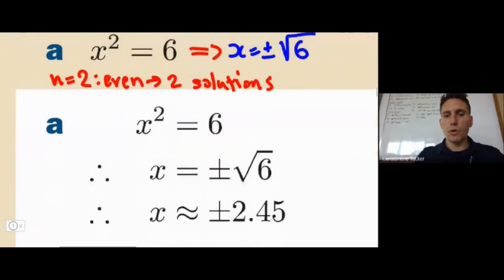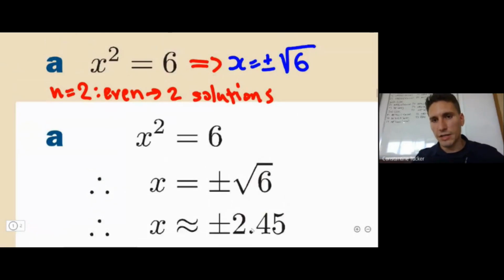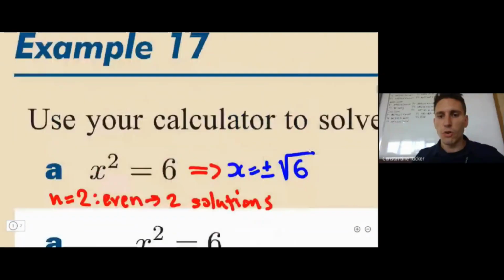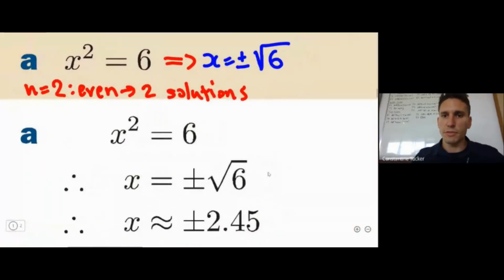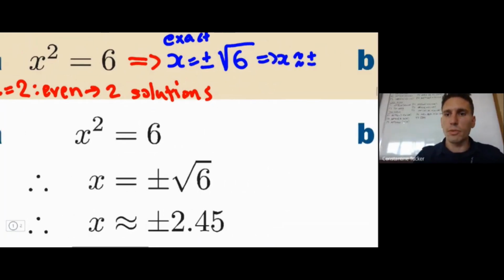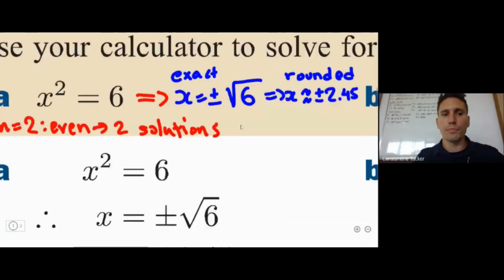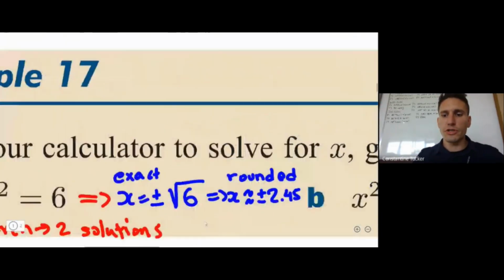But if we wanted to, we could round this using the calculator. So you will need a scientific calculator for this, and you could say that it's plus or minus 2.45, as we've seen here in the textbook. So basically, this would be the exact solutions, and you could say that x is equal to plus or minus the root of 6, or roughly equal to plus or minus 2.45, and this would be the rounded solution. So keep that in mind if they ever say give the exact value. So that was one example, but let's move on to a second example.